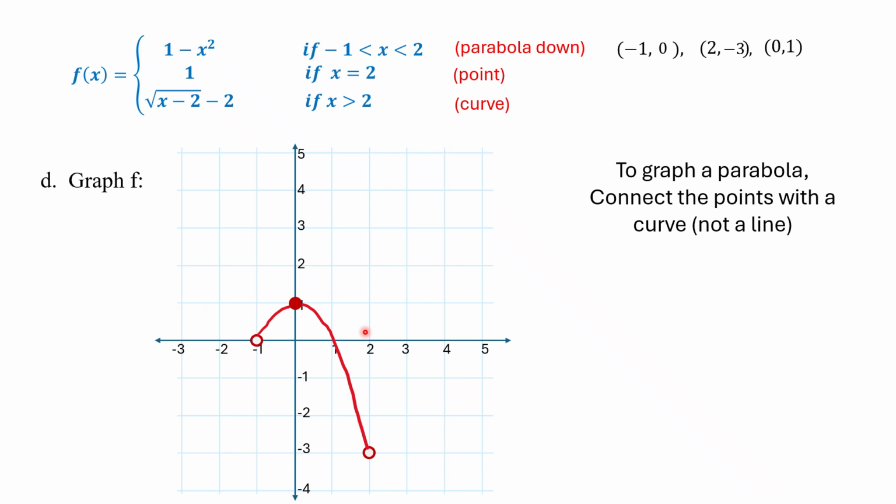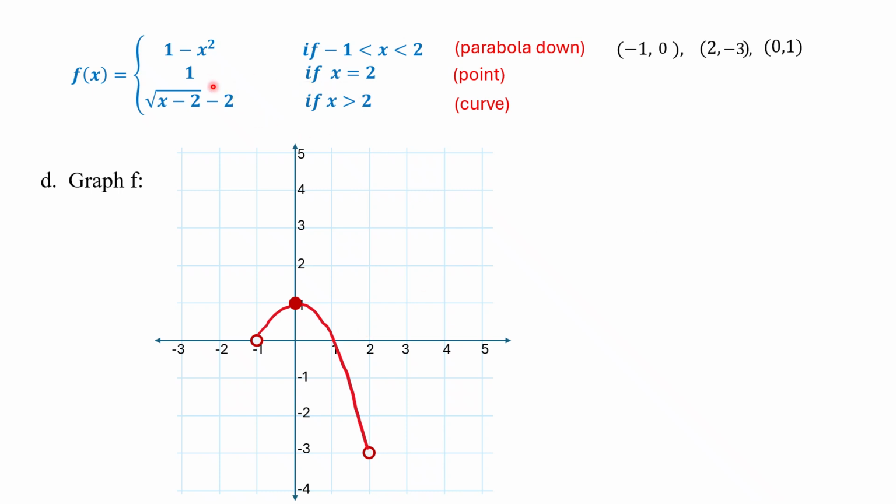Then, for the second equation, we have a point which is 2, 1. So we'll just consider putting a point 2, 1 on the graph. Then, on the given curve, which is square root of x minus 2, we will start when x is equal to 2. And when x is equal to 2, we will substitute 2 in the value of x, so we will get the value of y, which is equal to minus 2.